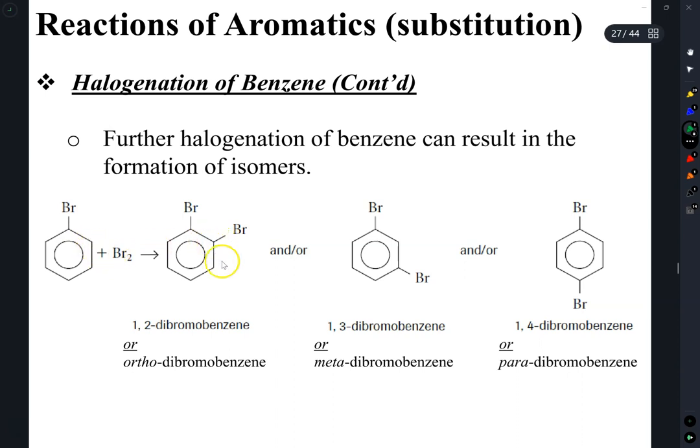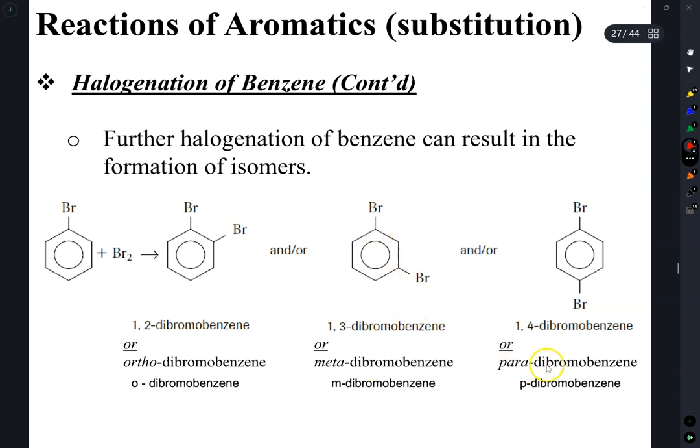on the number 2, on the number 3, and on the number 4 carbon, resulting in 1,2-dibromobenzene, 1,3-dibromobenzene, and 1,4-dibromobenzene. Unfortunately, a lot of chemists prefer to use the common naming system instead of the IUPAC naming system. So if you ever see the term ortho-dibromobenzene or O-dibromobenzene, that means the halogens are side by side or adjacent to each other. When you see meta-dibromobenzene or M-dibromobenzene, it means that they are separated by one carbon.